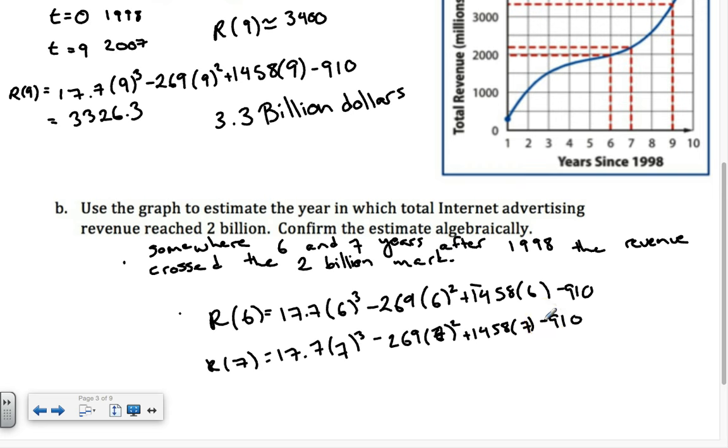And so when I evaluate those out, I take 17.7 times 6 cubed, minus 269 times 6 squared, plus 1458 times 6, minus 910, and I'll get 1977.2. And I'll do the same thing again for 7 years.